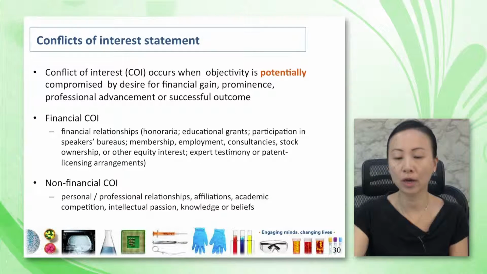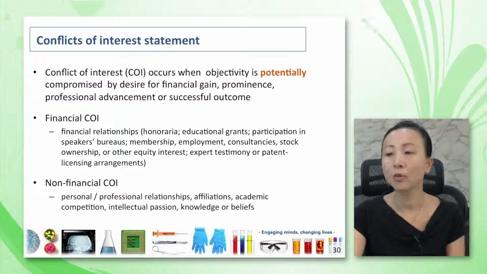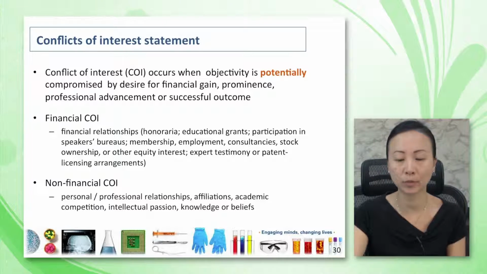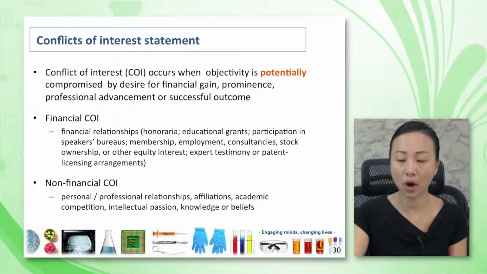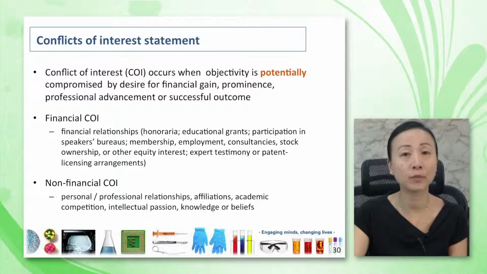Many journals also require a conflicts of interest statement to be placed before the references section or after the abstract. What is a conflict of interest? A conflict of interest occurs when objectivity is potentially compromised by a desire for financial gain, prominence, professional advancement, or a successful outcome. Now, editors strive to ensure that what is published in their journal is as balanced, objective, and evidence-based as possible. Since it is difficult to distinguish between an actual COI and a perceived COI, journals require authors to disclose all and any potential COI, publish the COI statement, and then let readers judge for themselves.